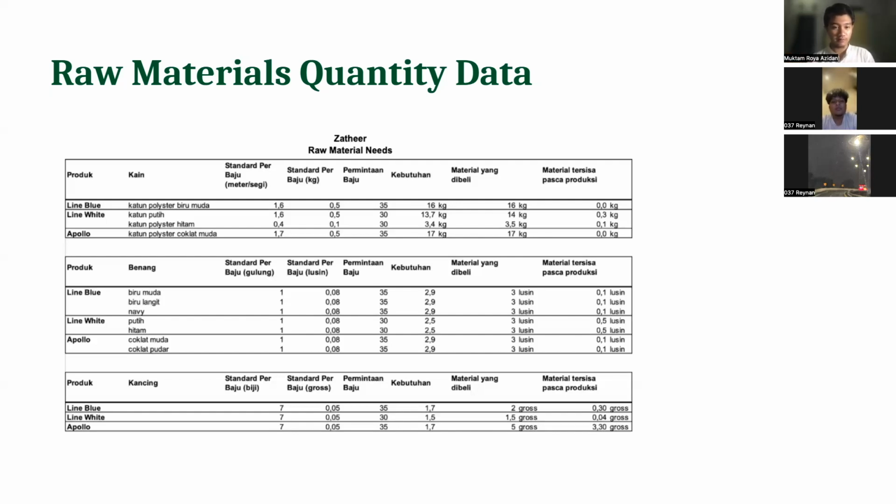So the company needs to adjust from the standard. They usually convert meter per segi to kilograms. And this is the data of the recapitulation.